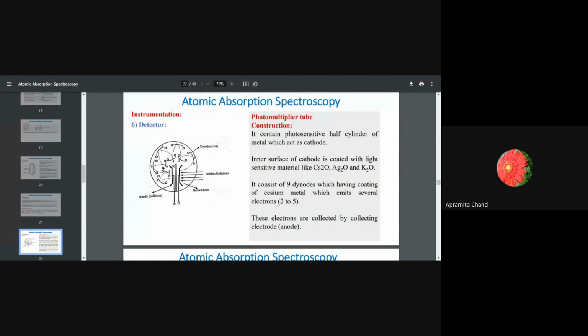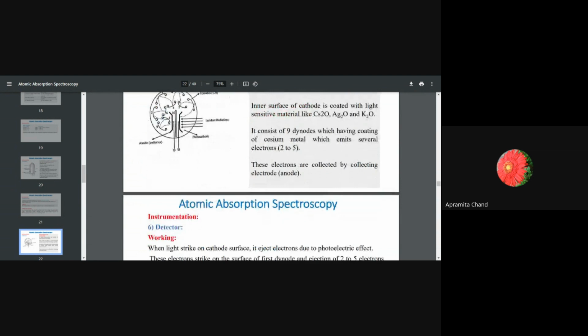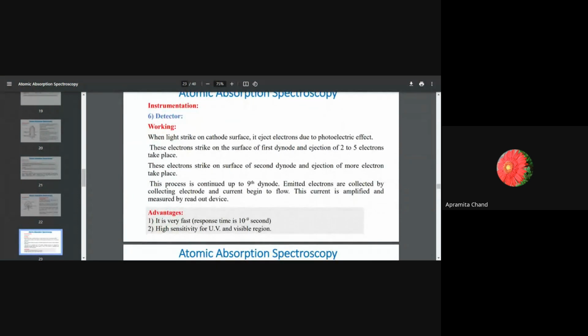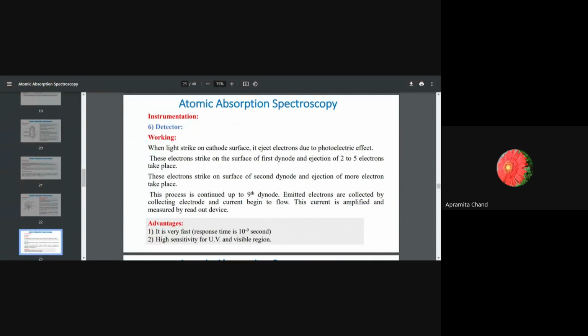For the detector, we have a photomultiplier tube, and it contains a photosensitive half cylinder of metal which acts as the cathode. The inner surface of the cathode is coated with light sensitive material like Cs2O, Ag2O, and K2O, and it also consists of 9 dynodes which have a coating of cesium metal and emit several electrons, and these electrons are collected by the anode. And it works on the basis of the photoelectric effect.